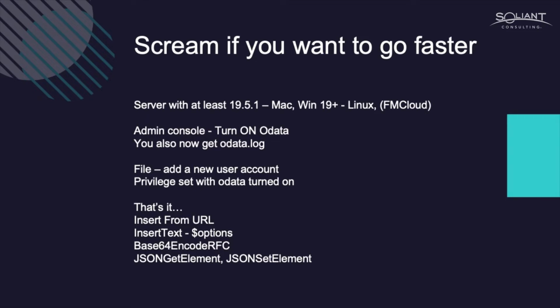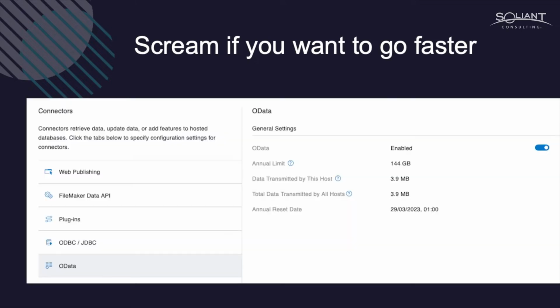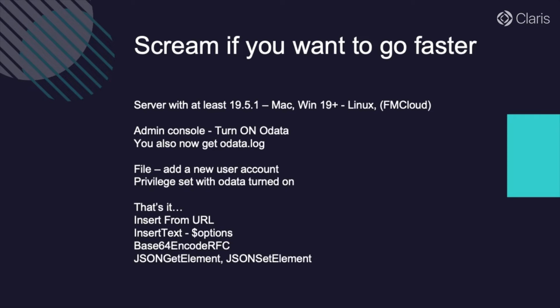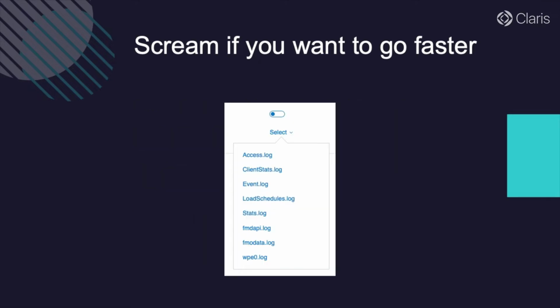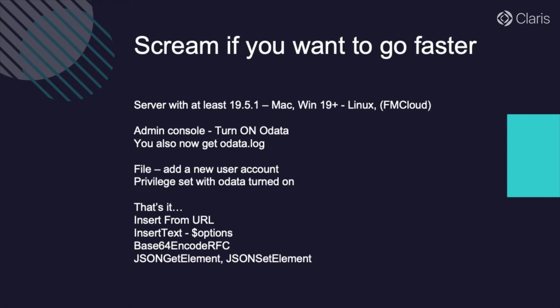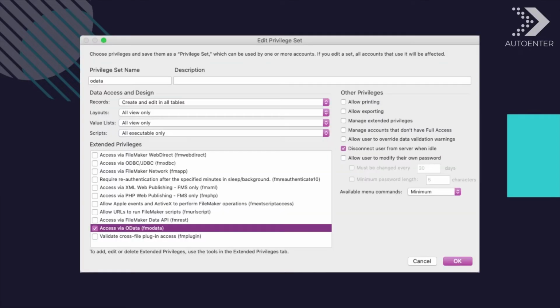What you need to do is to go into the admin console and turn on OData. Of course, you can do it using the admin API or command line, but turn OData on. And once you've done that, you'll now find that you have access to an OData log in the log files available to you. The next thing is to go into a file, add a user account, give them a privilege set in which you turn on FM OData.